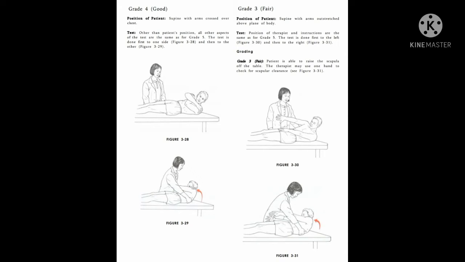Grade 3, patient position is supine with arms outstretched above body plane. Therapist position, standing at the side of the patient at the waist level. Grade 3, patient is able to raise the scapula off the table.